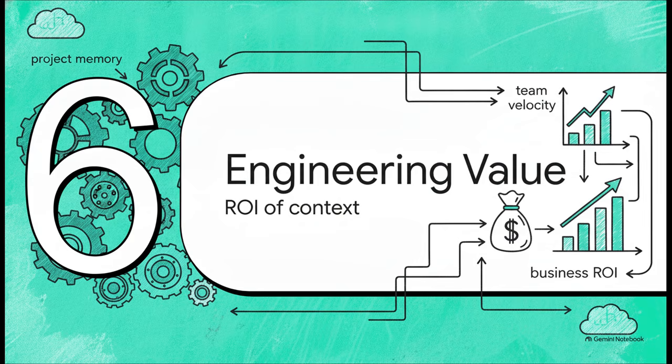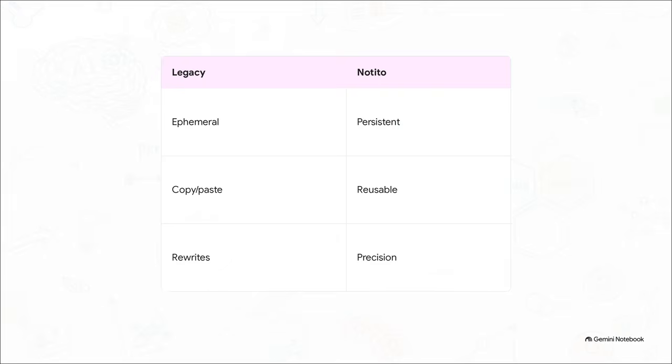And finally, Section 6, Engineering and Business Value. Let's talk about the real ROI of persistent context. We've looked at the architecture, but when we compare these workflows side by side, the difference in team velocity is just stark. Before Notito, your team is suffering through ephemeral AI sessions with hidden diverging context. You're wasting tokens and time on massive copy-pasting and totally brittle document rewrites.